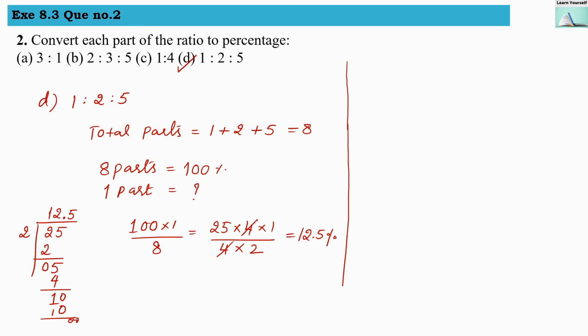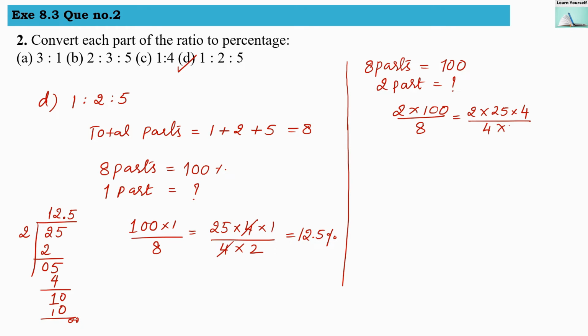Now for the second part, that 8 parts are 100%. Then for 2 parts, what will be the percentage? So 2 into 100 divided by 8. So we will get here 2 into 25 into 4 divided by 4 into 2. So 4 and 2 we can cancel it off and we got here 25%.